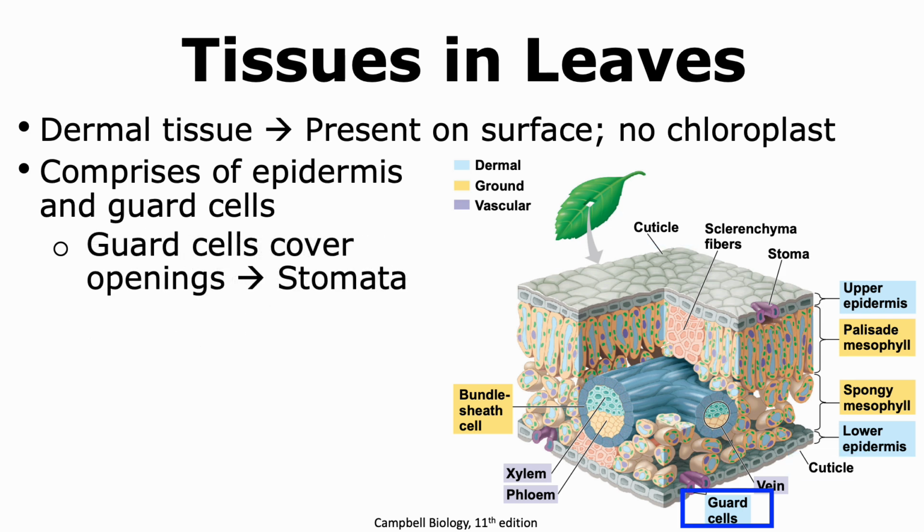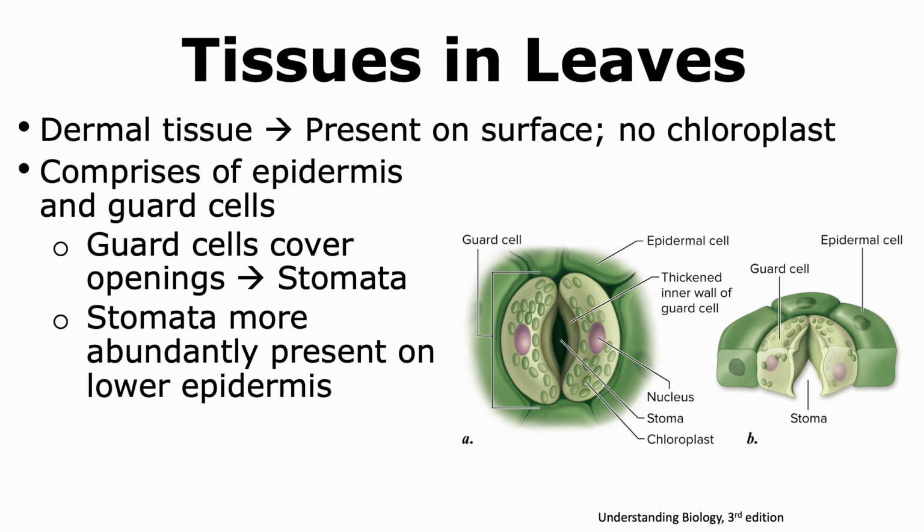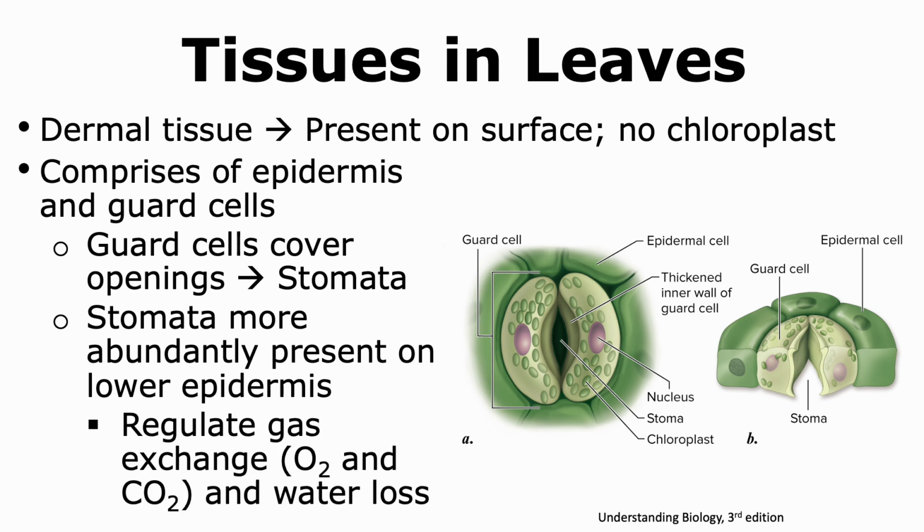The guard cells are cells of the dermal tissue that cover openings called the stomata. There are two guard cells around every opening, and these cells are sausage-shaped. Stomata are more abundantly present on the lower epidermis, but we can also find some on the upper epidermis. The stomata play important roles in regulating gas exchange as well as water loss.